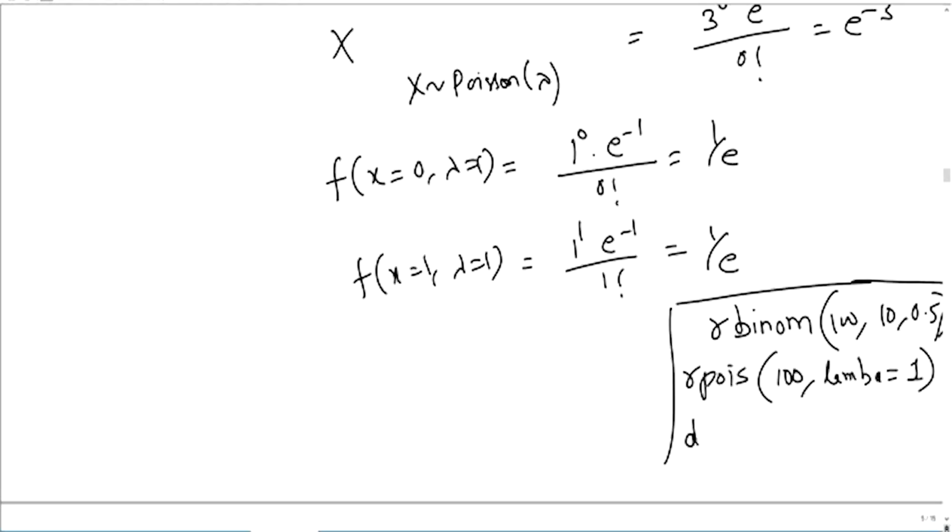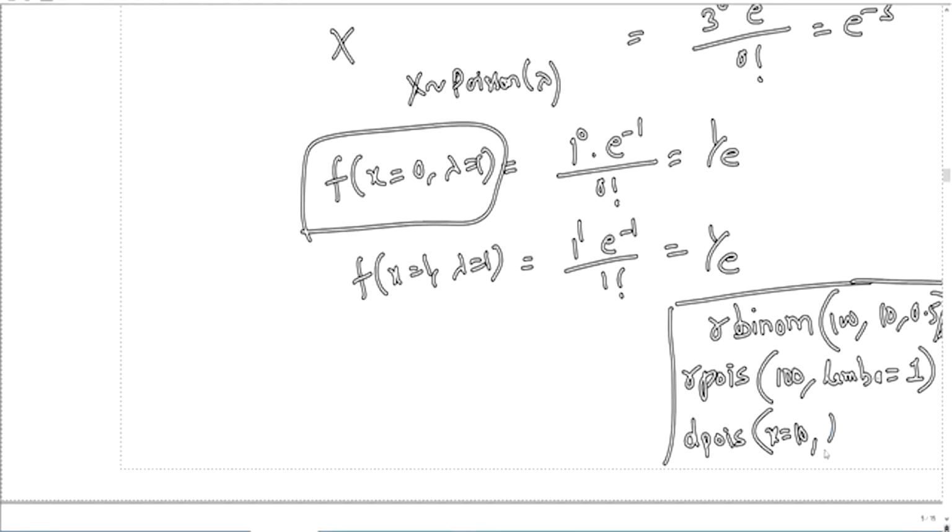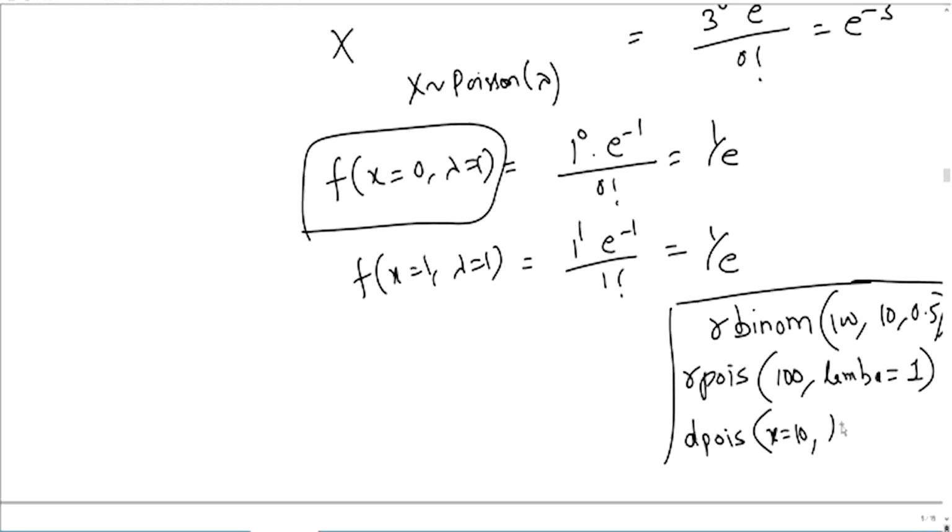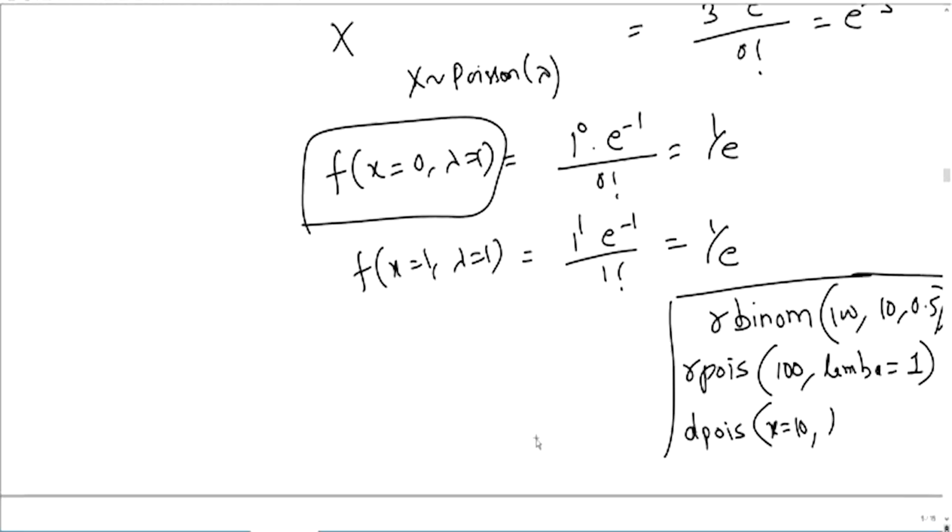You can also calculate the value of the probability mass function using the function dpois. In dpois, you give the value of x for which you want to calculate. So let's say x equals 10 and lambda equals, let's say, 10 or something. So this is how you can use these functions in R. We will go into detail later when I use R for all these calculations.